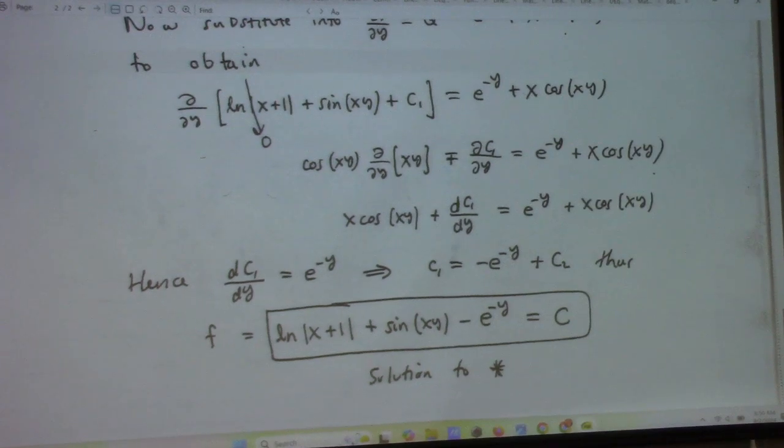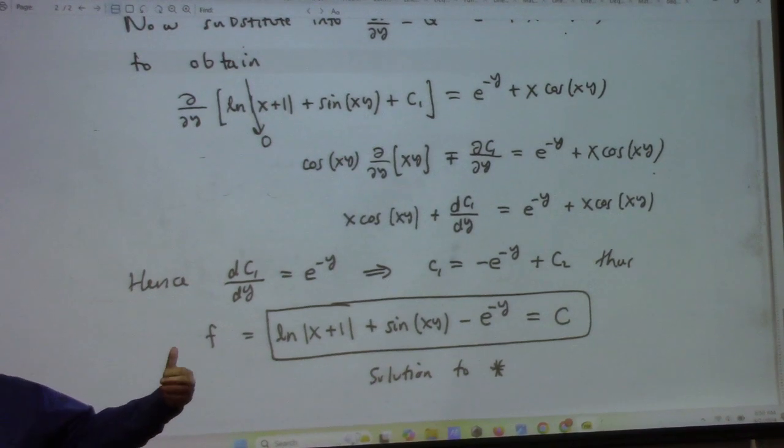Now, I don't expect you to do it that way. I just did it this way because I've done it the other way a bunch of times in class, okay? The other way is just to do what? Integrate the p part with respect to x, integrate the q part with respect to y, and merge them.